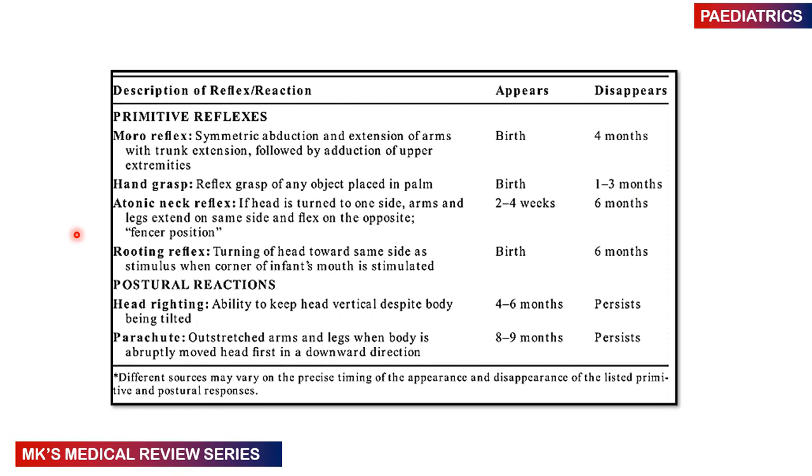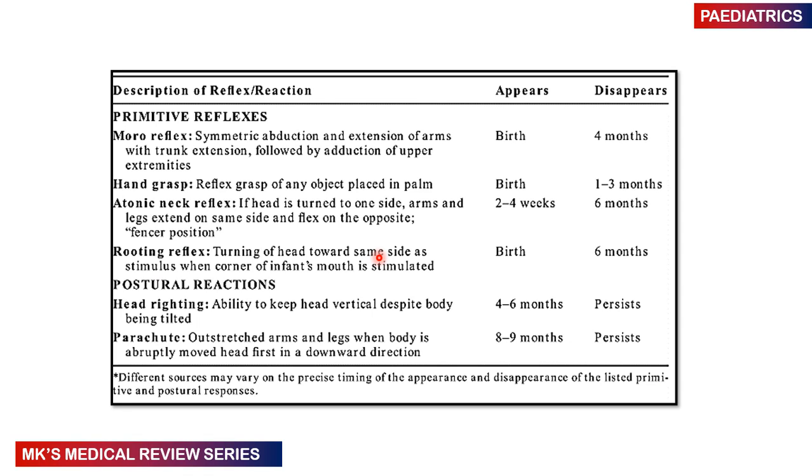The asymmetric tonic neck reflex: if the head is turned to one side, the arms and the legs extend on the same side and flex on the opposite side. So it's like this person is fencing. It's like they're pointing a sword at you. This is present at 2 to 4 weeks and it disappears by 6 months. Then the rooting reflex: they turn their head towards the same side as the stimulus is placed on the corner of the infant's mouth. For example, if the child feels that a breast is touching their cheek, it moves its head towards the breast so that the nipple can get into the mouth.